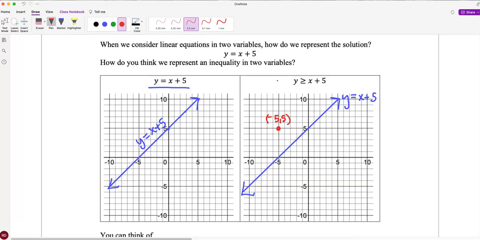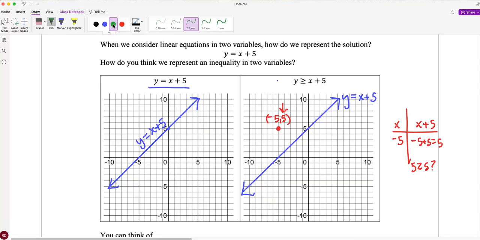is the y value greater than or equal to x plus 5? So if you look at x and x plus 5, so if I substitute in a negative 5, I get negative 5 plus 5 is equal to 5. So the question is, the y value there is 5. So is 5 greater than or equal to 5? The answer is yes.